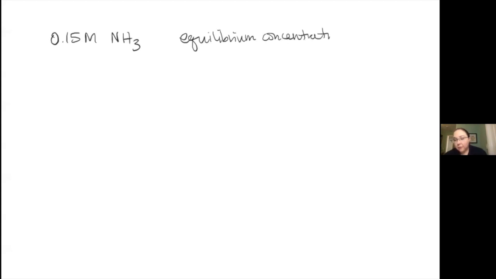We've got a 0.15 molar solution of NH3. And they've asked us, what are the equilibrium concentrations of everything? And they want to know what's the pH. Okay, and they told us our Kb is 1.8 times 10 to the minus 5. So that's good. We've got something good to work with.